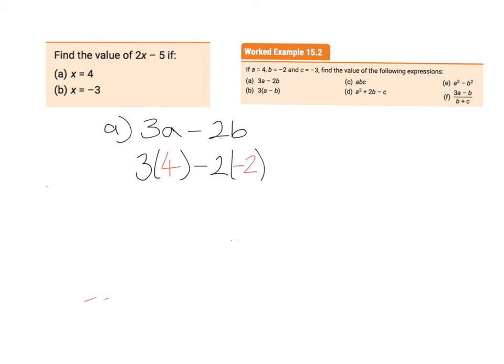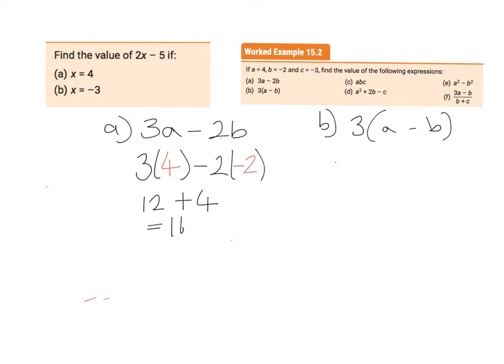Brackets mean multiplication. 3 times 4 is 12. And -2 multiplied by -2 is +4. Be careful there as well. Minus by minus is a plus. So I end up with 16.